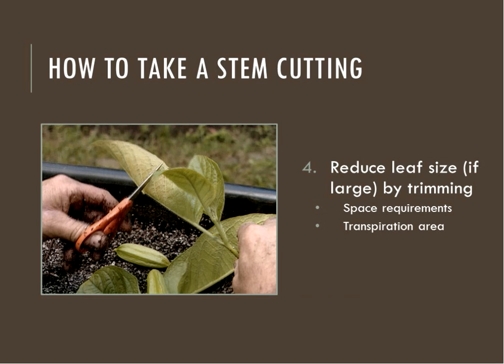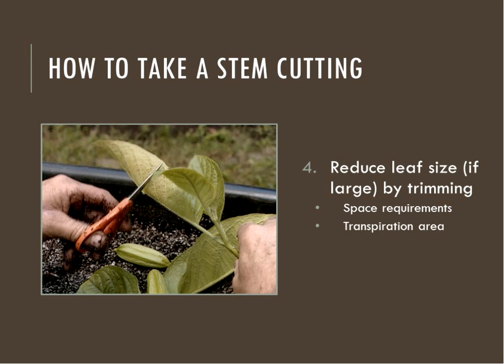You're going to cut the leaves in half. This is particularly important if you don't have an intermittent mist system because the larger the leaves, the more water that cutting is losing. It's just transpiring out of the leaf, and it doesn't have any roots on it, so it can't take up more water. With cuttings, your whole thing is you're in a race against time. You want roots to grow on that cutting before it completely loses all its water through the leaves. So by cutting those leaves in half, we reduce the transpiration area.